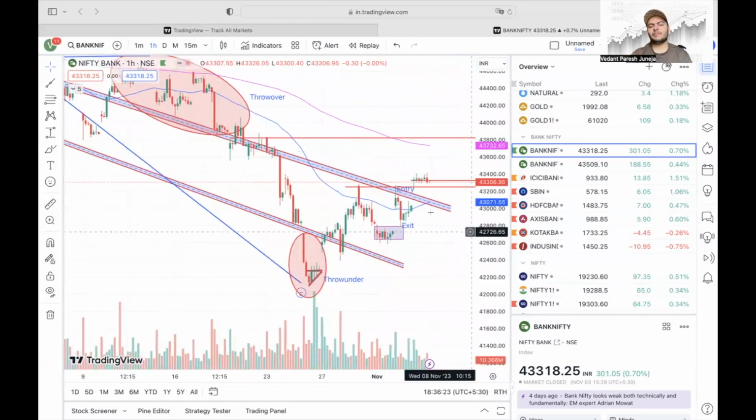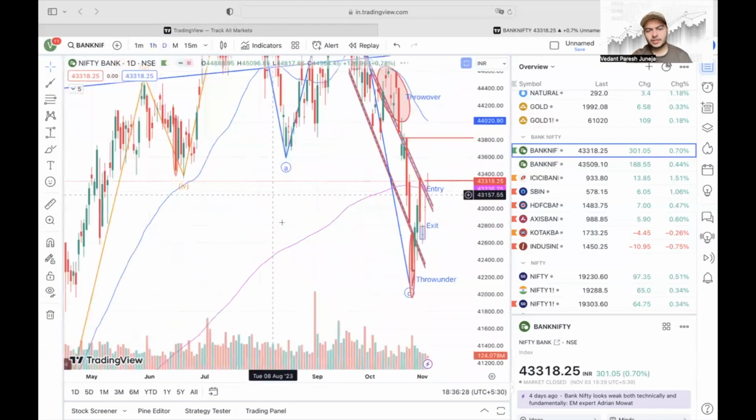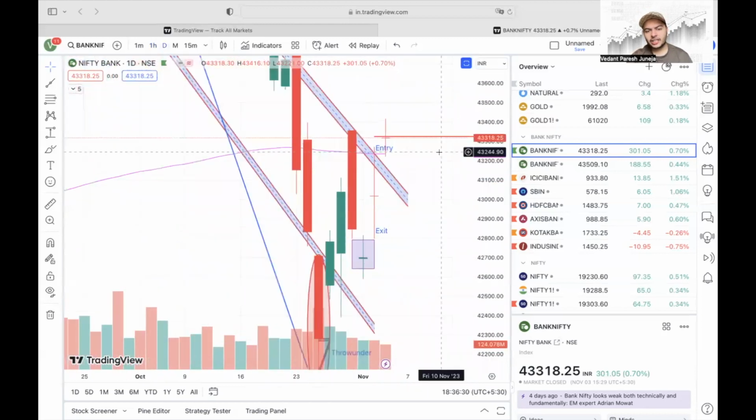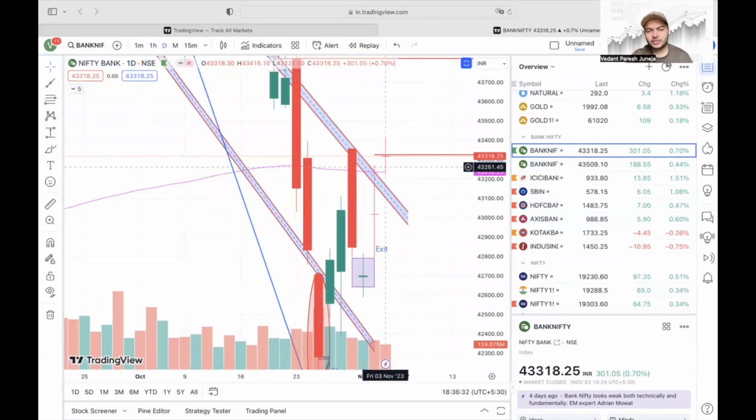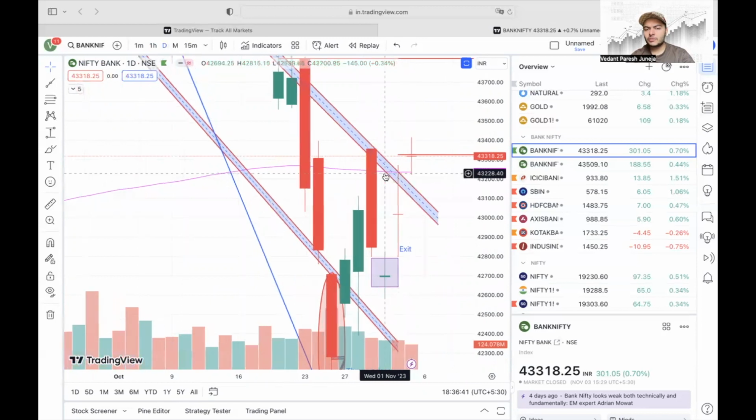And we can, if we again break below this channel, or our key important moving average, which is the daily 200 moving average, which sits at 43,200. We have just broken above this.